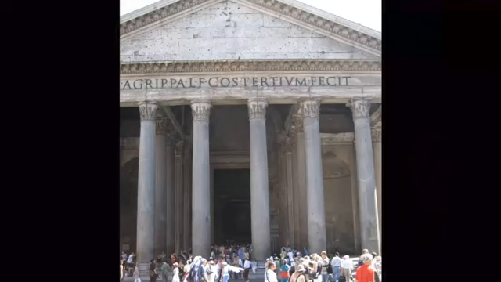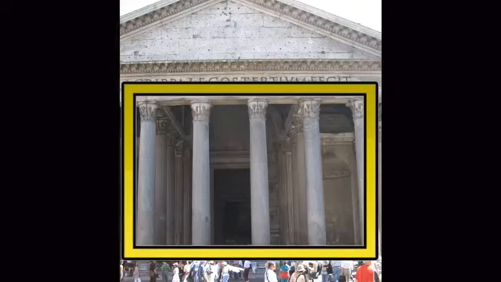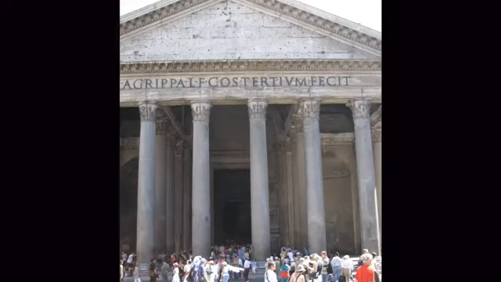This image shows the front of the Pantheon. The Romans admired the Greeks greatly, and so you'll see many Greek elements: the triangular pediment, the columns, and the portico entrance.